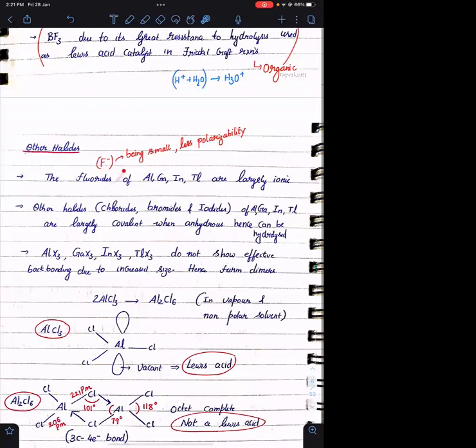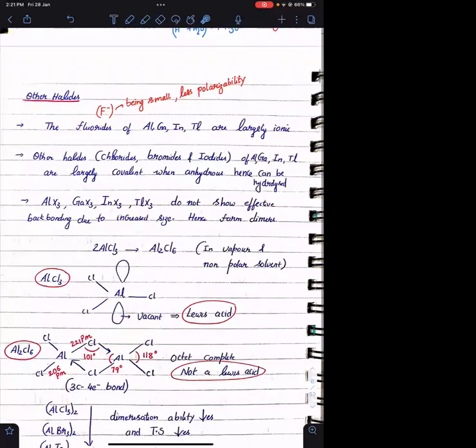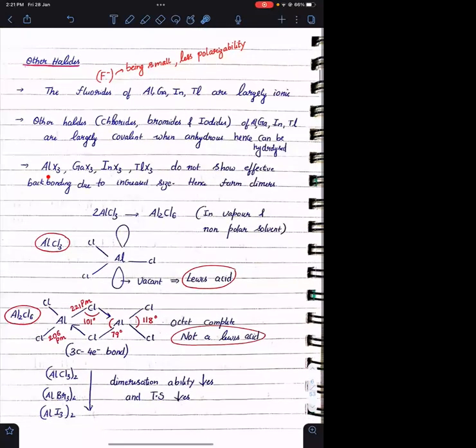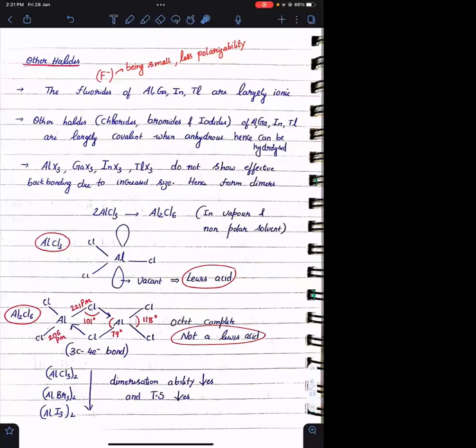If you go down the group, the size of the anion increases, so the covalent character increases. So other halides, chlorides, bromides, and iodides are largely covalent when anhydrous. Okay, largely covalent when anhydrous, hence can be hydrolyzed. Anhydrous में. Is that clear? Okay. Aluminium AlX3, हाँ. Aluminium से नीचे बोरॉन तक there will be significant back bonding. बोरॉन से नीचे जो भी है aluminium ये सब, because of presence of larger orbitals, the back bonding tendency will be decreased. Aluminium halide, gallium halide, indium halide, thallium halide do not show effective back bonding due to increased size. इनमें कभी भी back bonding नहीं रहेगा, hence they will be forming dimers.